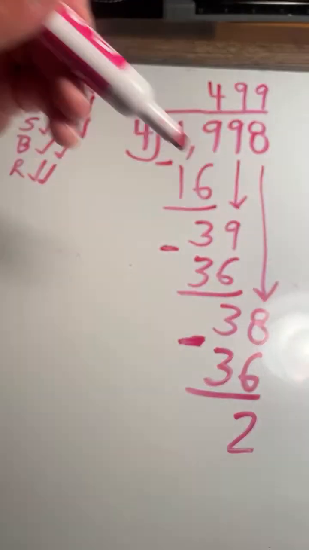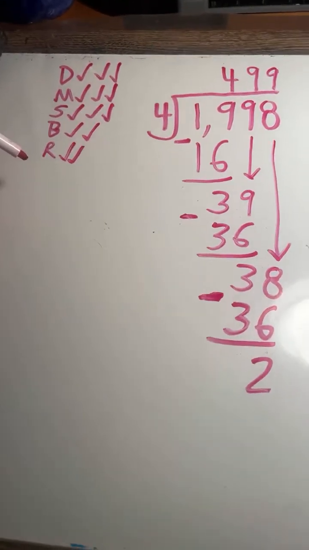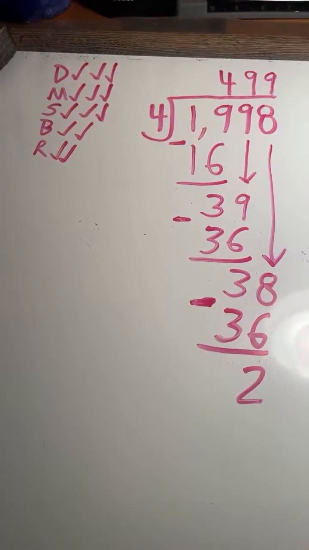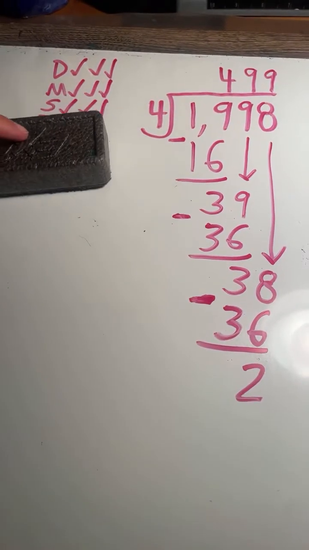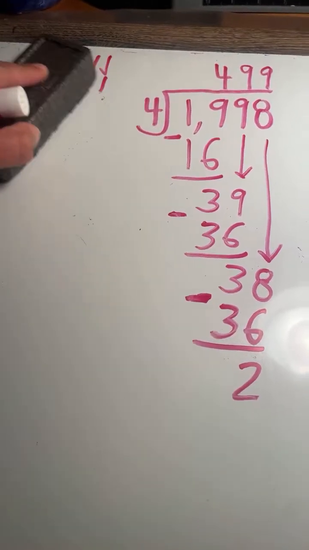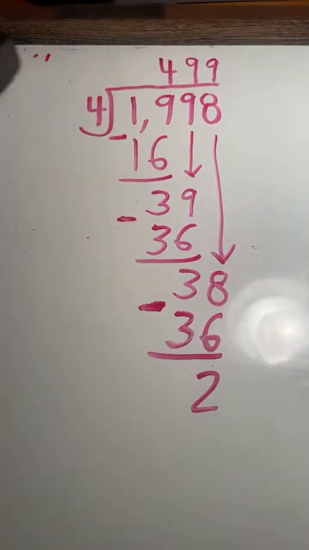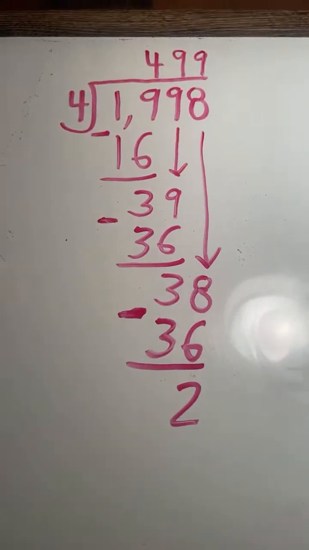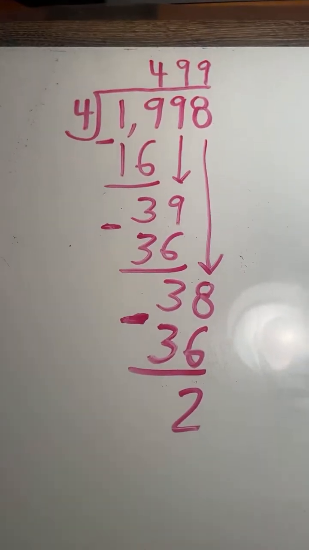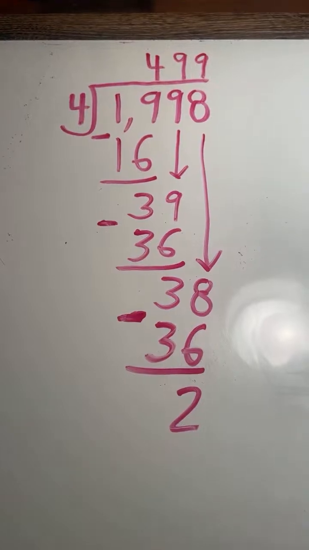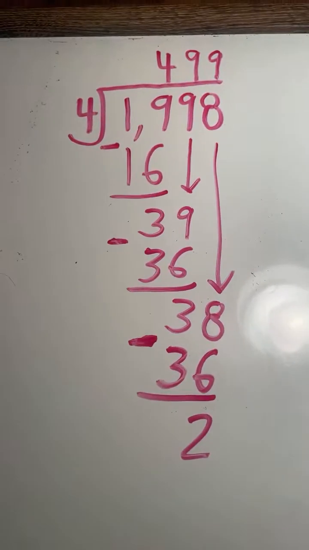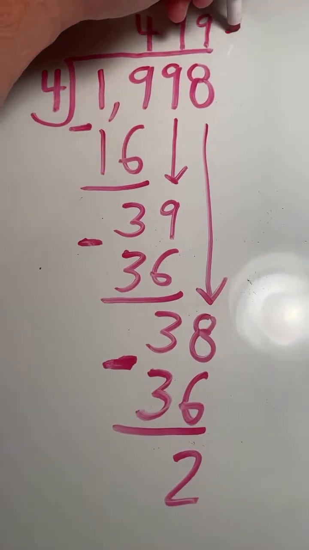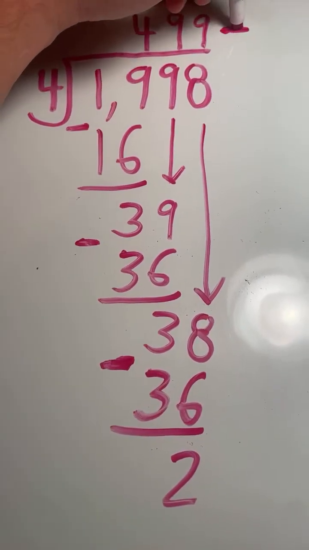Now there are no more numbers to bring down. So we're at our final answer here. Now we have a remainder. Let me show you what to do if our answer does not end in a whole number, if our answer ends in a mixed number. Here's how we determine what the mixed number is. If we divide by a number and we don't end up with a whole number, here's how we figure out the fraction.